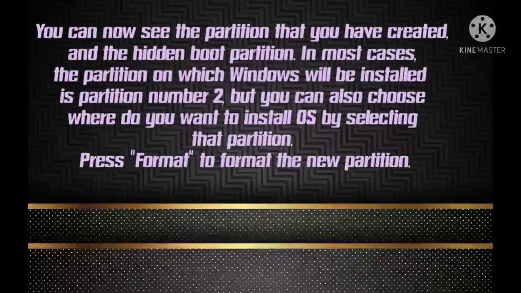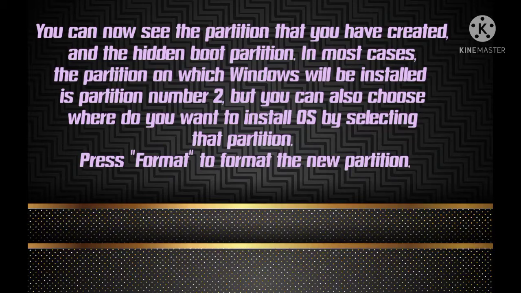So now, you can see the partition that you have created and the hidden boot partition. In most cases, the partition on which Windows will be installed is partition number 2. But you can also choose where you want to install the OS by selecting that partition. Press Format to format the new partition.